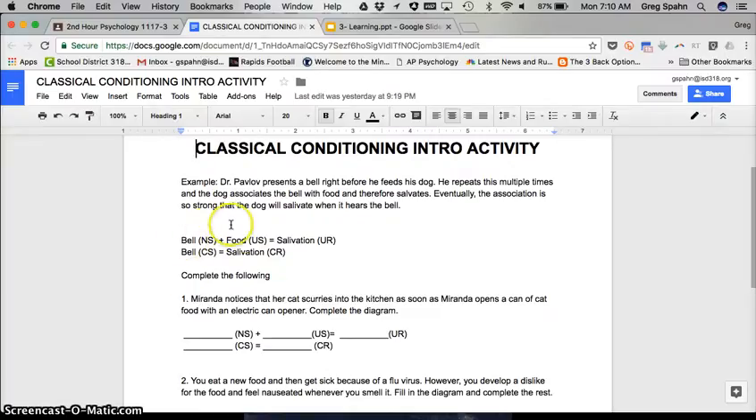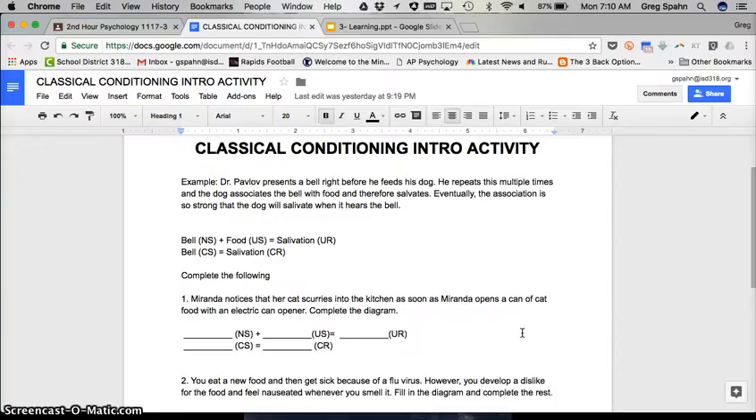So he would ring the bell and present the dog with food. The bell was the neutral stimulus, food was the unconditioned stimulus, which by itself would cause salivation. Eventually, when you did that often enough, the bell alone would cause salivation. So the bell became the conditioned stimulus and the salivation became the conditioned response.